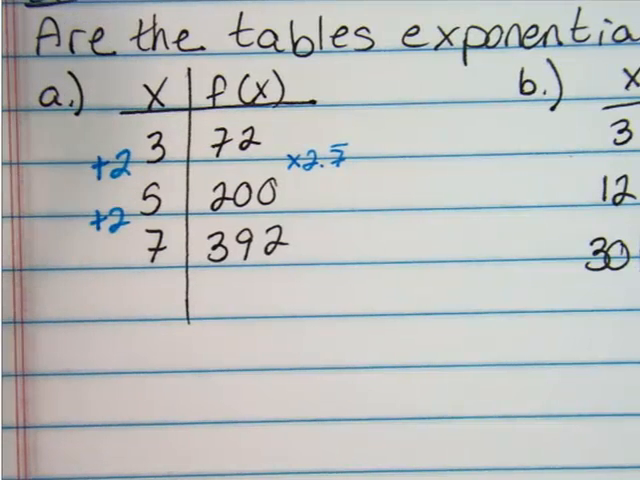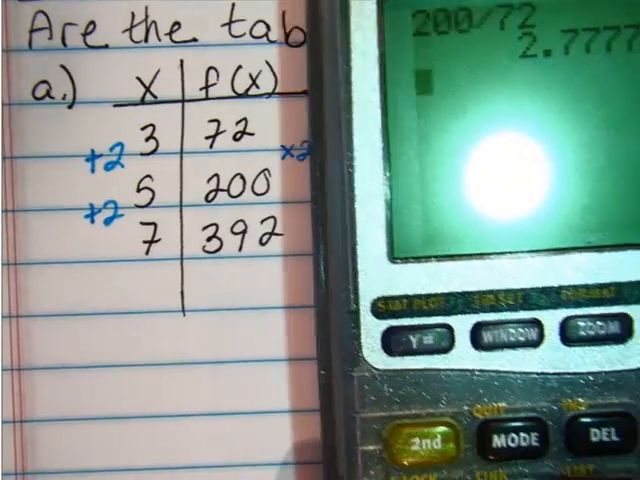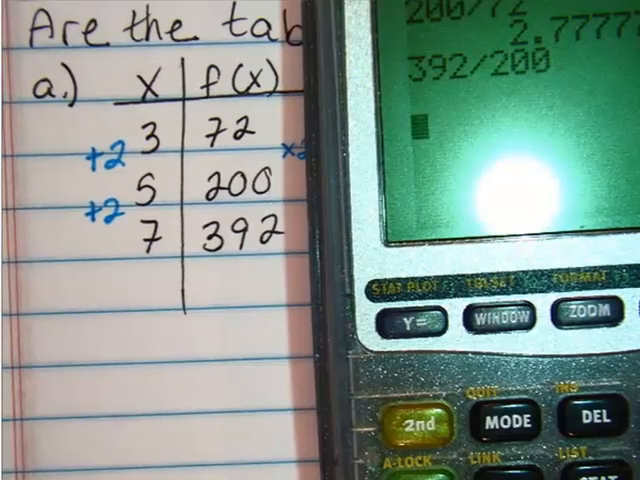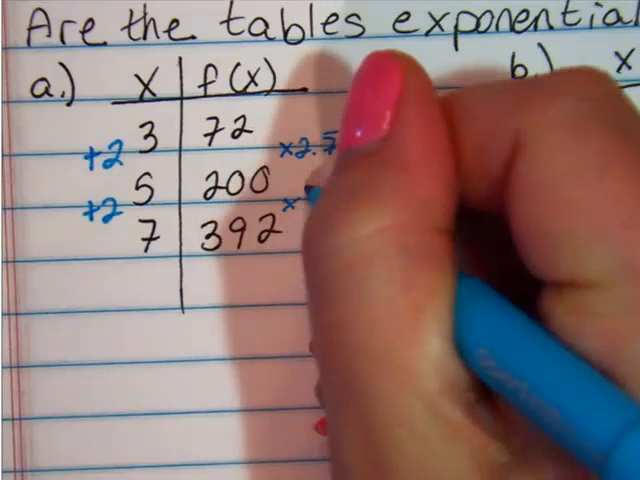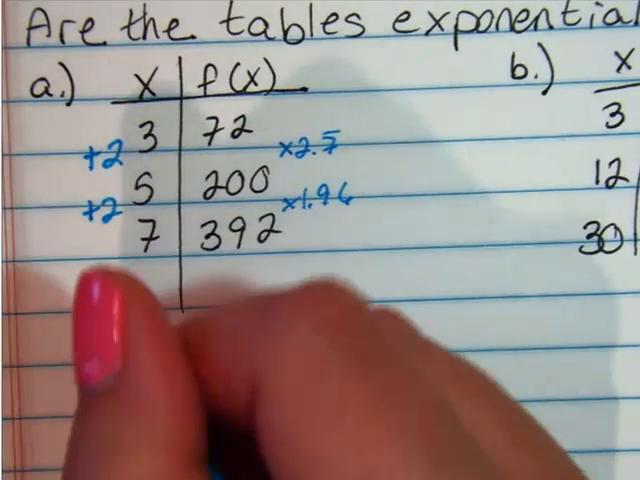Now I look at how do I get from 200 to 392. For that one, take 392 and divide it by 200. And you get 1.96. So are those the same? No. Now the last one is check to see if they're add, multiply. To get from 72 to 200, that's just over 100, and to get from 200 to 392 is 192. So nope, it's not add either. Therefore, this one is not exponential. So no.